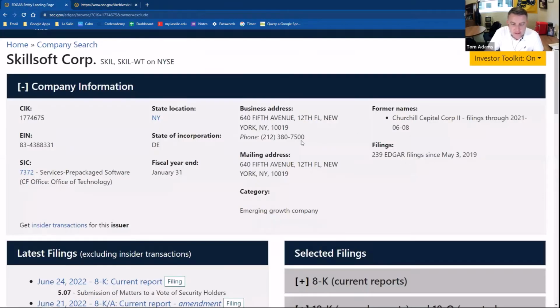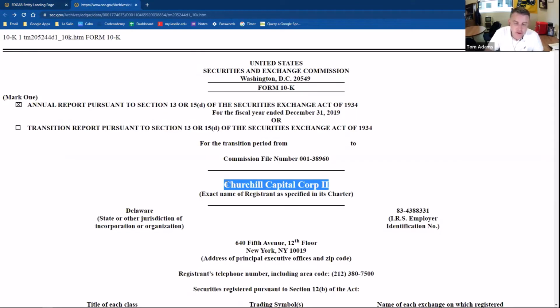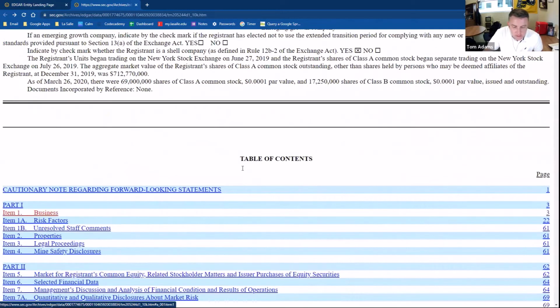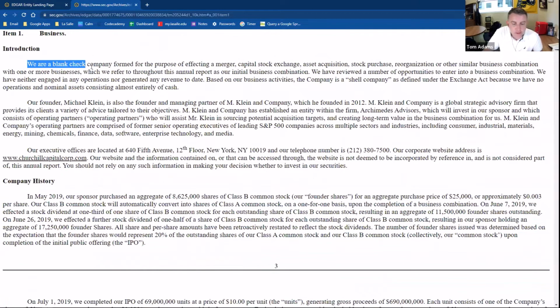If we look at the details on the SEC's website, we can see this company, Skillsoft Corp, had a former name as Churchill Capital Corporation through June 8th, 2021. So they recently changed their name, and that's why this filing has Churchill Capital Corporation listed here. So let's look at what this company does. Let's go to Item 1 and look at the business. We are a blank check company formed for the purpose of effecting a merger.